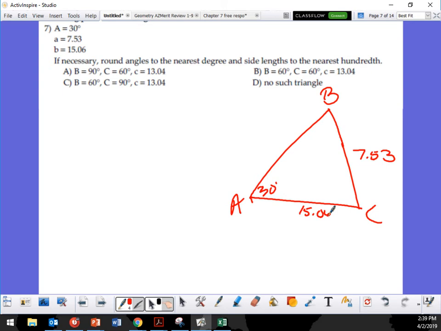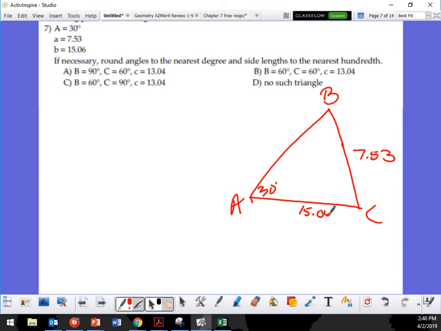It's a cosine. Angle, side, side. Angle, side, side. Ambiguous. So it is ambiguous, so I need to check to see if it's going to be 0, 1, or 2 triangles.